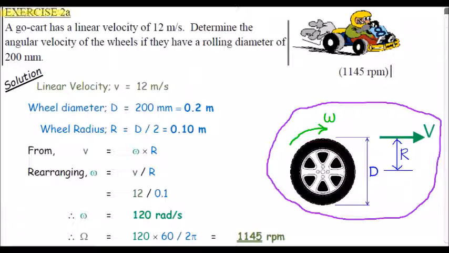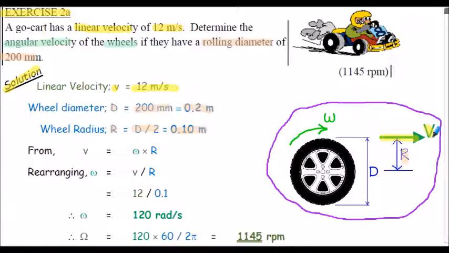Exercise 2A, here's the solution. In the question, the linear velocity of the go-kart is stated as 12 meters per second. So v is 12 meters per second. We've got to determine the angular velocity of the wheels, and we're given that the rolling diameter of a wheel is 200 millimeters. So wheel diameter is 200 millimeters, convert that immediately into meters, 0.2 meters. So the wheel radius, which is what we're interested in here, r, is d divided by 2, so 0.1 meters.